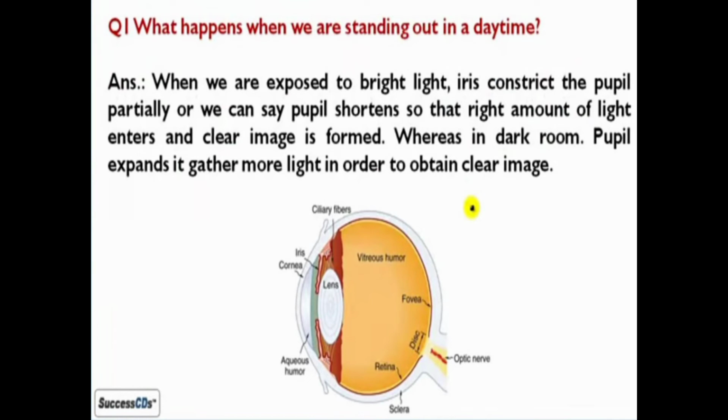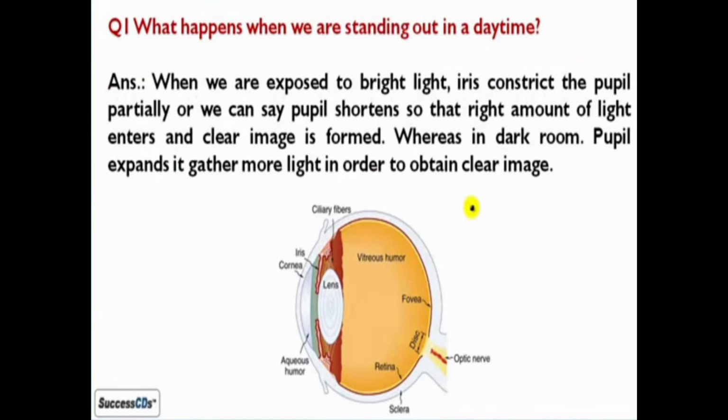Now, what happens when we are standing out in the daytime? This topic I taught you in a further slide, but we are going through it again. When we are exposed to bright light, the iris constricts the pupil partially, or we can say the pupil shortens, so that the right amount of light enters and a clear image is formed.